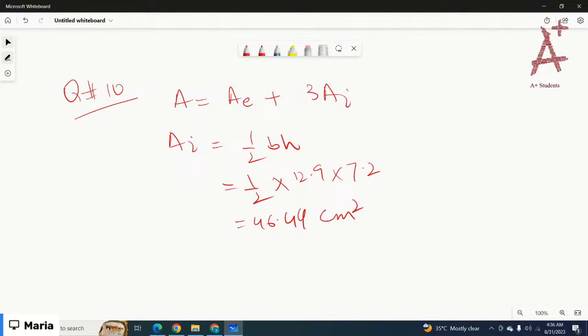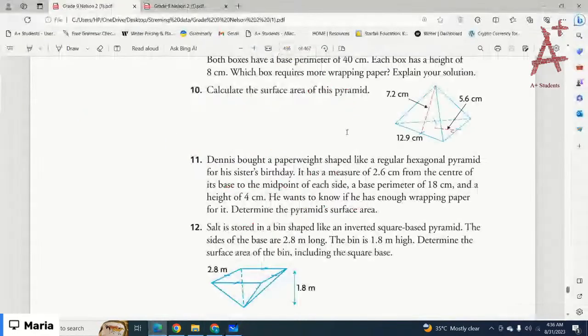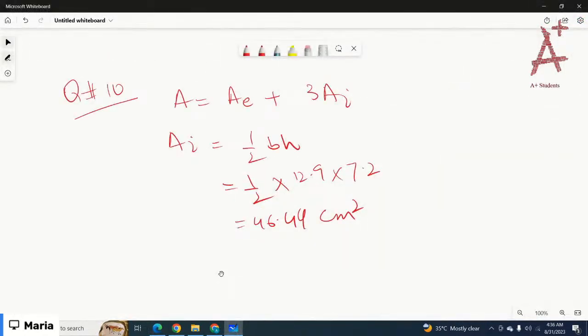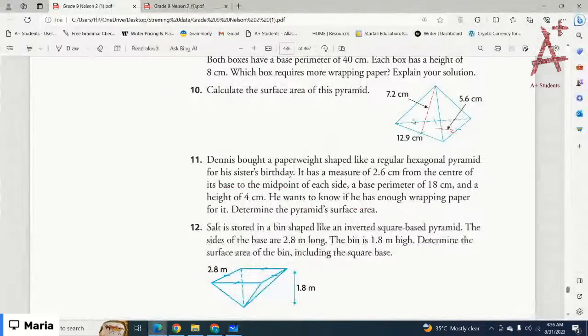So to calculate the surface area of the triangular base, we need to find the length of its height, right? So we have to calculate the slant height. To calculate the slant height, you have to use the Pythagorean theorem, right? That would be c square equals a square plus b square. You are given the base and the height. You have to calculate the hypotenuse.